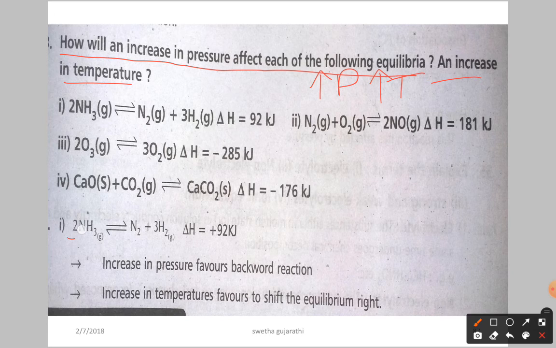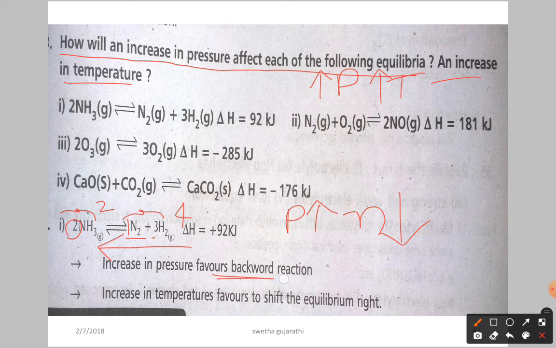Here we have 2 moles of ammonia giving rise to 1 mole of nitrogen and 3 moles of hydrogen. Since we are talking about pressure, we have to see the number of moles. Pressure is increased, so we have to shift the reaction in the direction where the number of moles decreases. The total number of moles of products is 4, and of reactants is 2. So decrease means going from 4 to 2, which is favorable for the backward reaction, or reverse reaction, or you can say the reaction shifts towards the left.